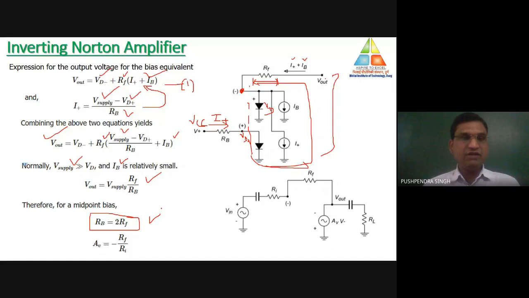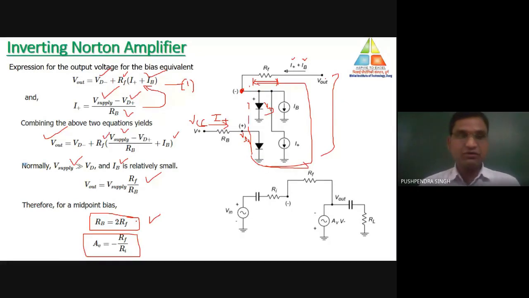And from there, gain is equal to minus RF divided by RI. So this is the value of gain in case of the inverting Norton's amplifier. In case of the inverting Norton's amplifier, remember how to calculate the value of RB. RB is the non-inverting terminal resistance, and the value of that resistance is twice of RF, that means twice the feedback resistance.